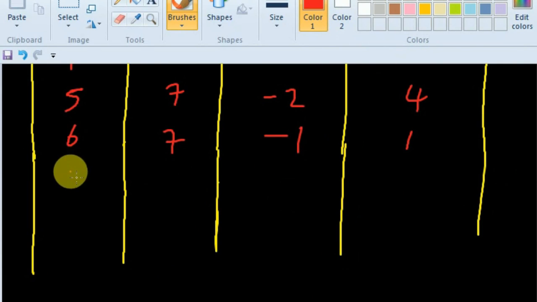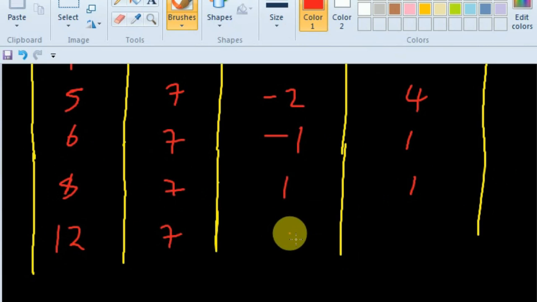Then I also have 8. My mean there is 7. 8 minus 7 is 1. 1 squared, that's 1. I also have 12. My mean there is 7. 12 minus 7 is 5. 5 squared is 25.